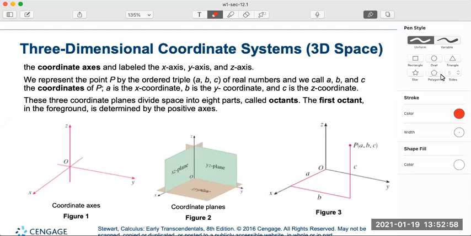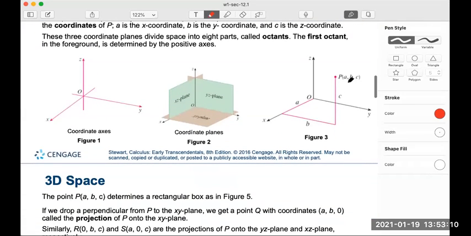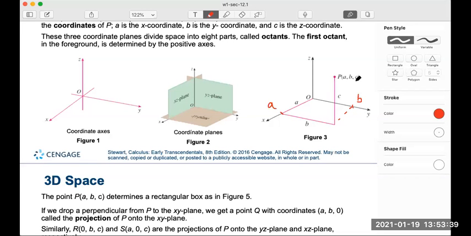Okay, we're good. So the point P here in figure 3 has the coordinate in x, the value is A, right? A is this point. And the value in the y direction is, what is it? What is the y coordinate of the point P? Yes. And the z coordinate of the point P is C, right?